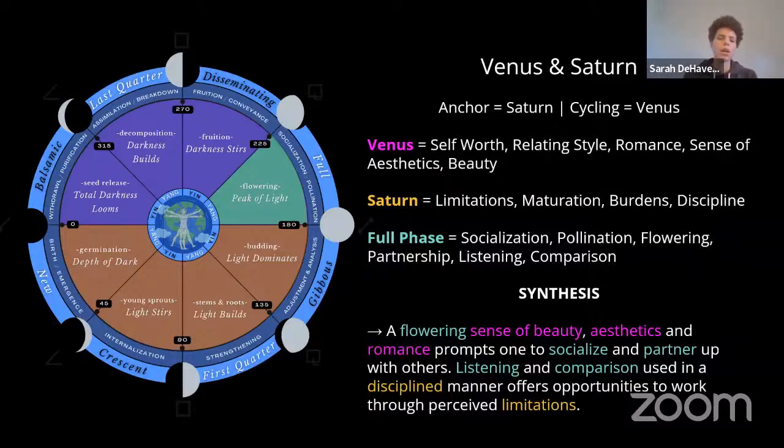And yet with context, the limitations in relationships and even the burdens in relationships and the hard knocks of reality in relationships that can be experienced during Venus Saturn opposition, or in this case, the theme of the full phase is related to that opposition largely. There can be a maturation that builds through connecting to one's own intrinsic sense of self-worth and aesthetics and romance, but it has to come through socializing and partnering up, right? And really listening and comparing oneself in a way that's using discipline, as the synthesis example states.